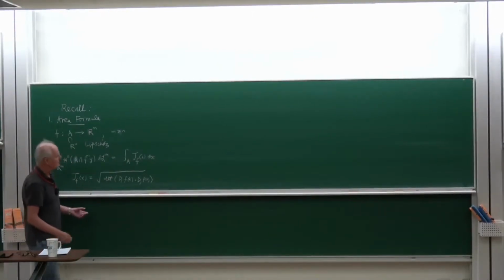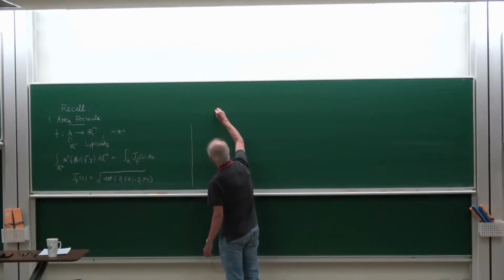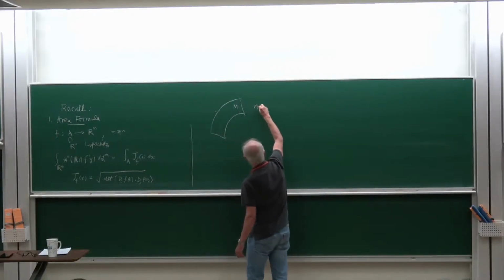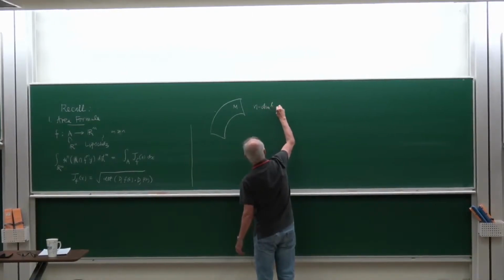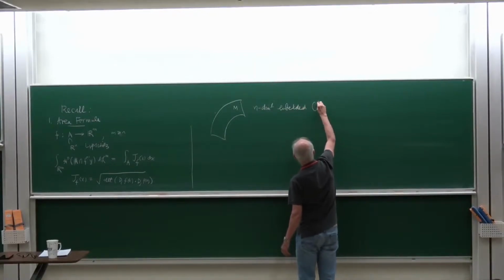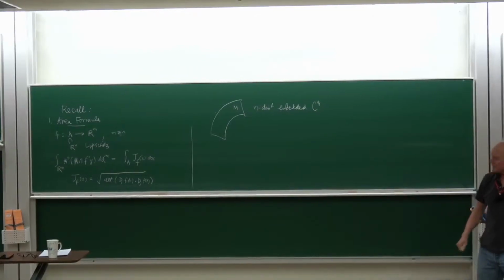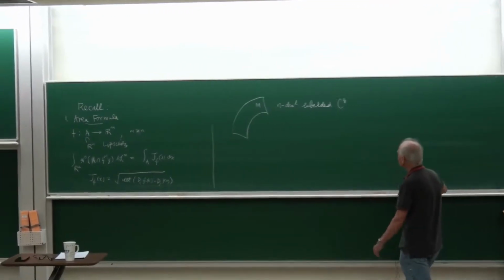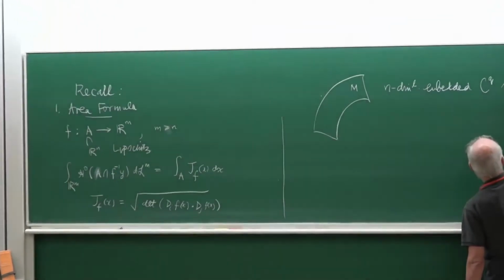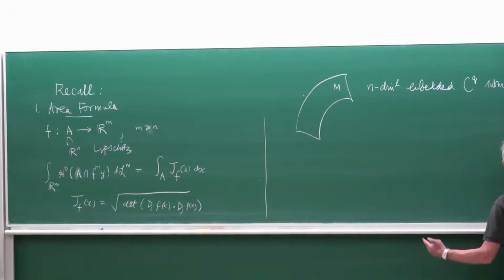And then the other thing that we talked about was submanifolds. So you've got an n-dimensional embedded C^q submanifold. We talked about those, how you can represent them locally in terms of local coordinate representations. Submanifold of some Euclidean space, let's say R^(n+k).